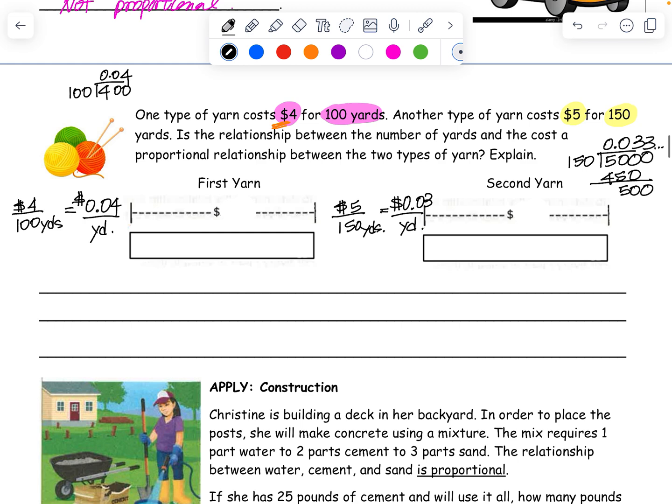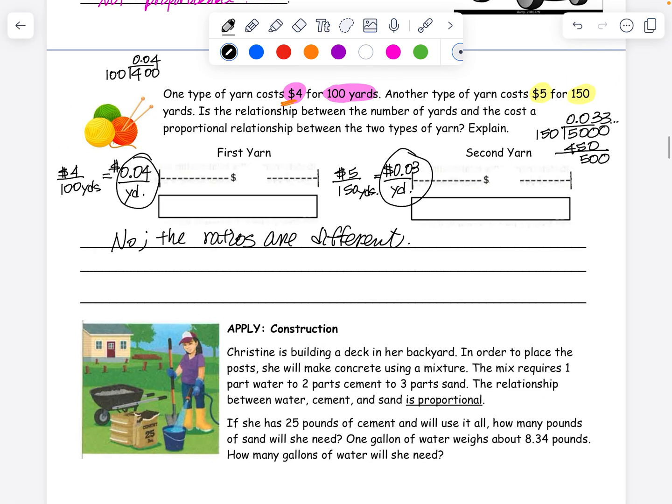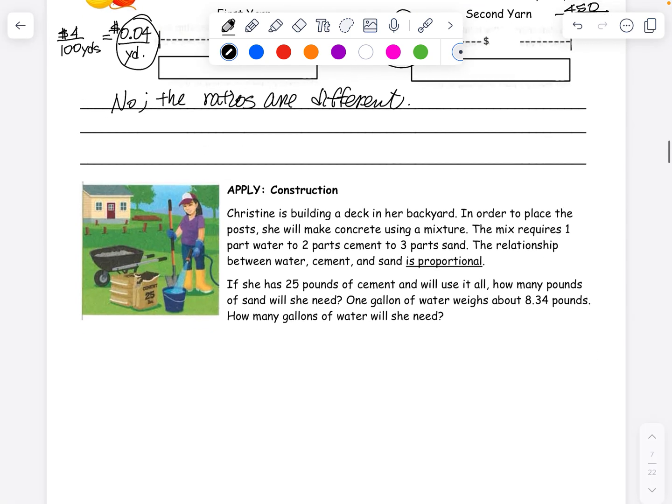So you can see how these are not the same. Are they proportional? No. The ratios are different. So the relationship is not proportional. Okay, real quick, one last question.